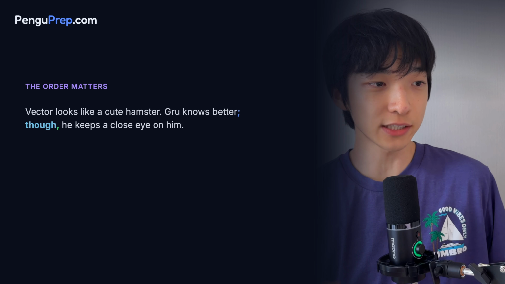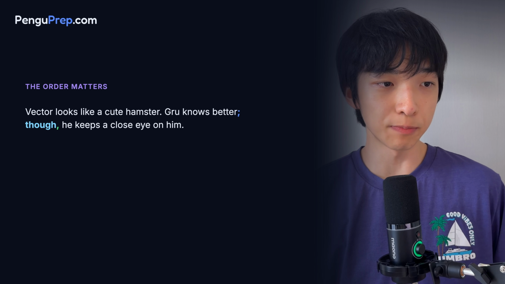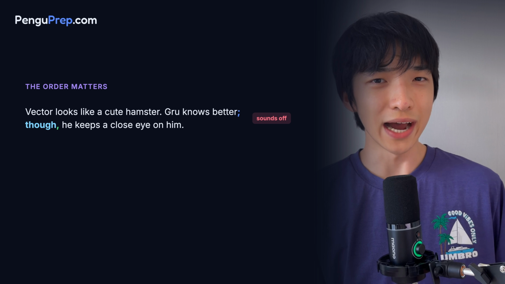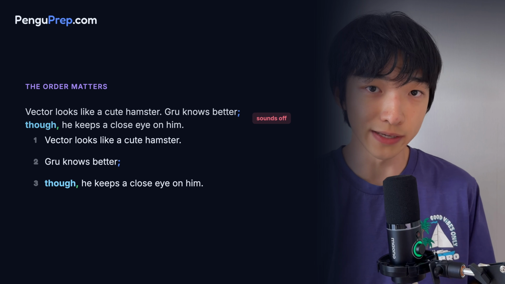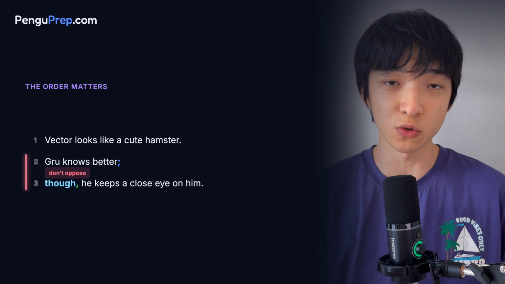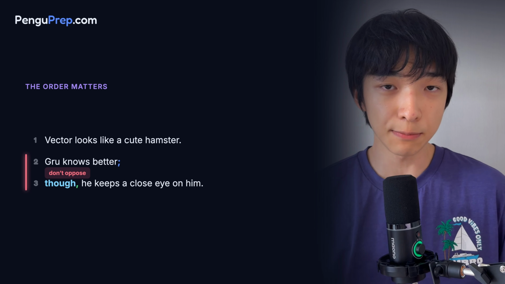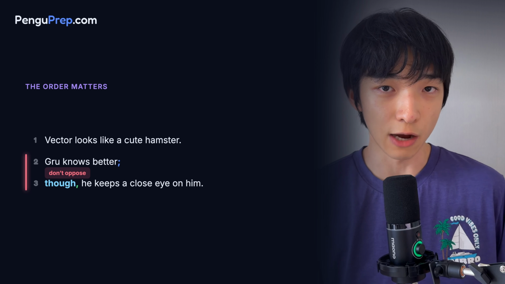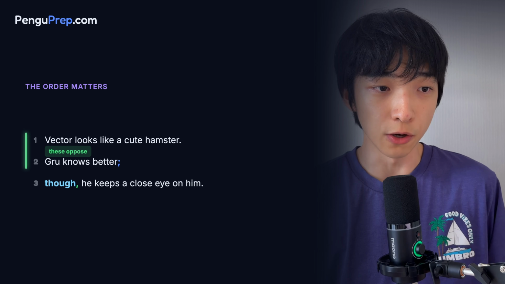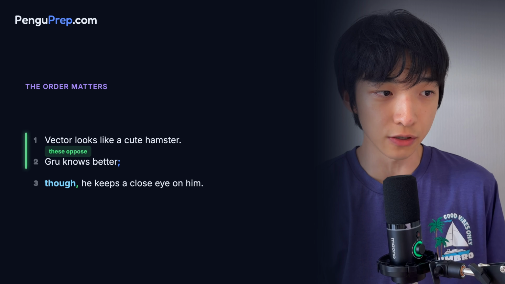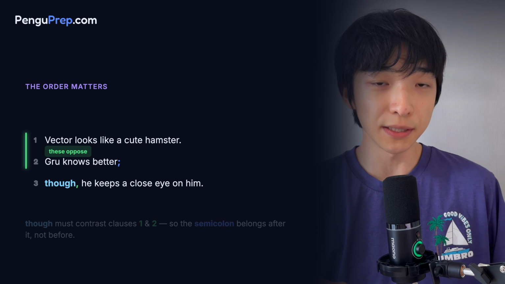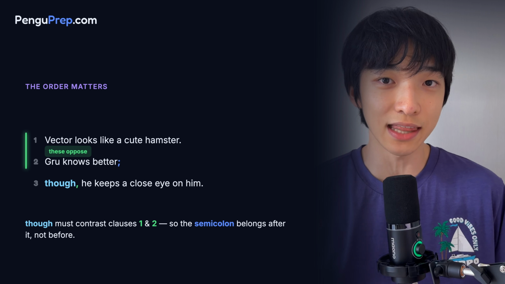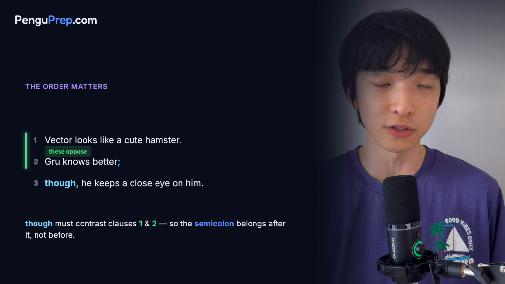It would become, "Vector looks like a cute hamster. Gru knows better; though, he keeps a close eye on him." This sentence is weird. Why? It's because the word though is now indicating there's a contrast between Gru knowing better and him keeping a close eye on Vector. These 2 pieces don't oppose each other, however. The 2 pieces that do oppose are "Vector looks like a cute hamster" and "Gru knows better." But the position of the semicolon makes it as though there is a contrast between the second and third clause instead of the first and second.